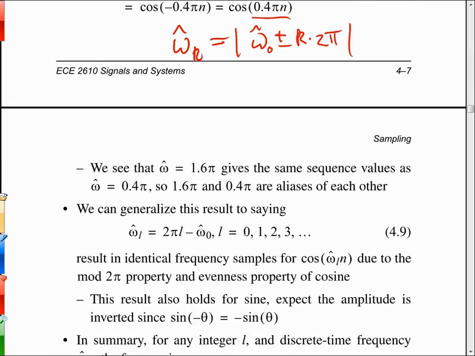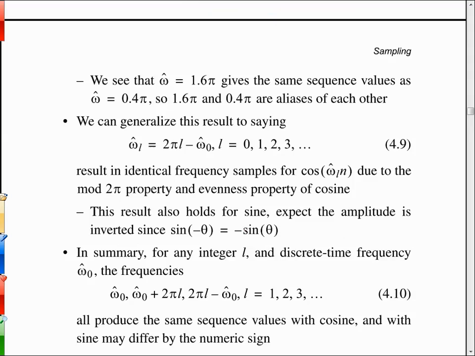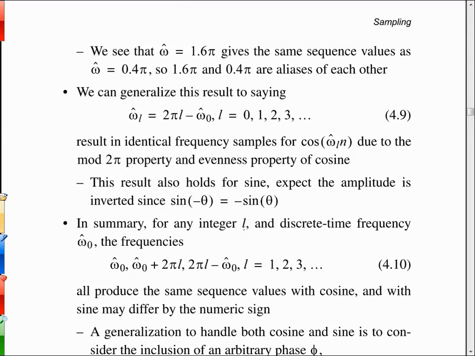So 1.6 pi, 0.4 pi, 2.4 pi. If you want to write it in terms of positive numbers, you can put the 2 pi L first. If you're doing the difference, you put the 2 pi L first, subtracting omega naught, or if you're doing it with the sum, you can put it second, so omega naught plus 2 pi L. They all give the same signal in terms of cosines.